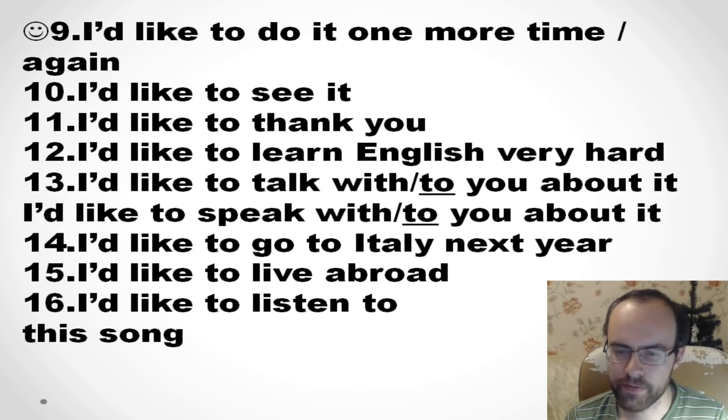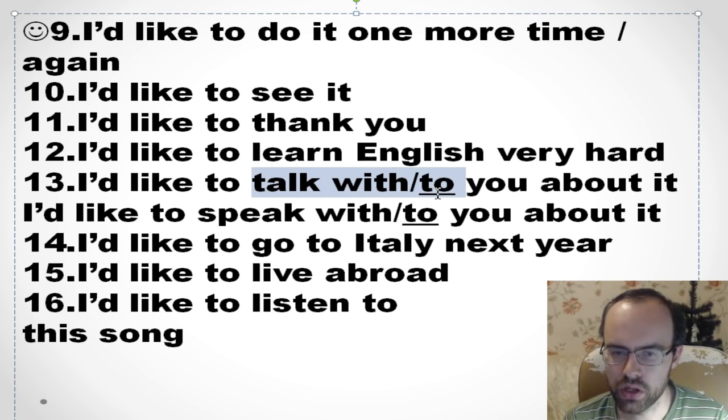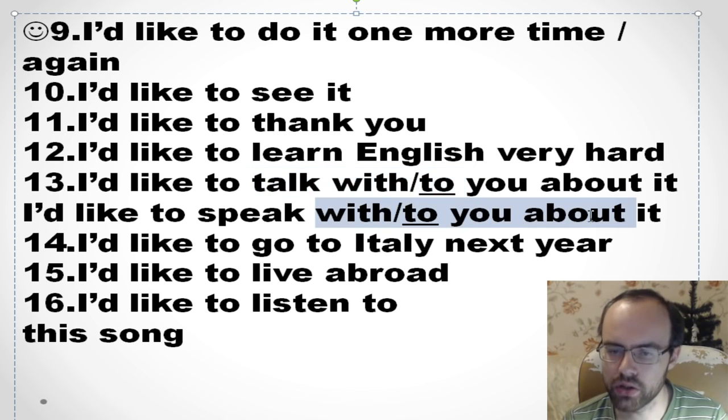I'd like to learn English very hard. I'd like to talk to you about it, or I'd like to talk with you about it. So you know that we can say talk with or talk to, and we meet talk to very often. So I'd like to talk to you about it, this sentence is okay. And also, I'd like to speak with you about it, or to you about it. It's also okay. So you can use with or to. Good. So I'd like to speak with you about it.